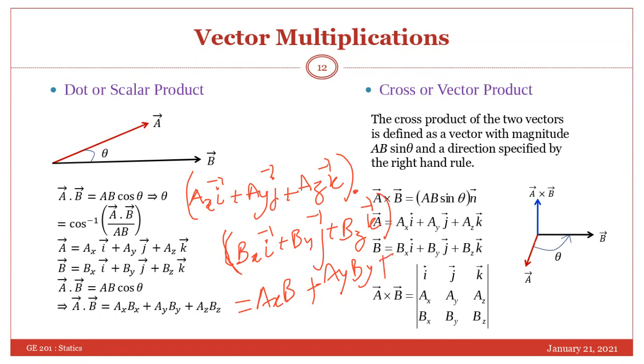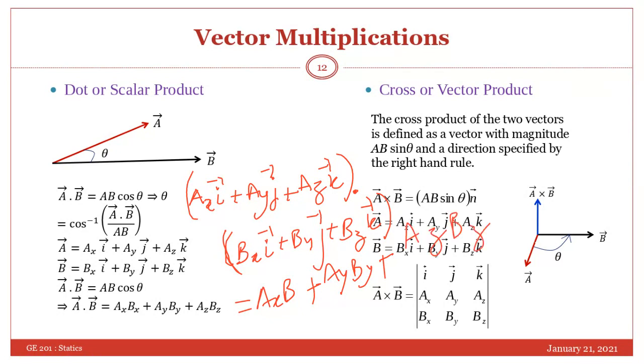Plus, then AYJ and BZK, again here j dot k will be 0, so the answer will be 0, nothing you will have here. Then the third term, when you take this multiplied by this, k dot I will be 0. This k dot j will also be 0, but k dot k will be 1, so AZ and BZ you will have here.